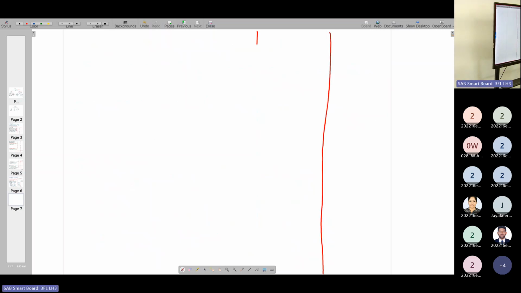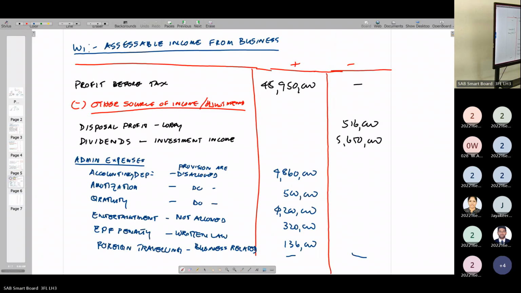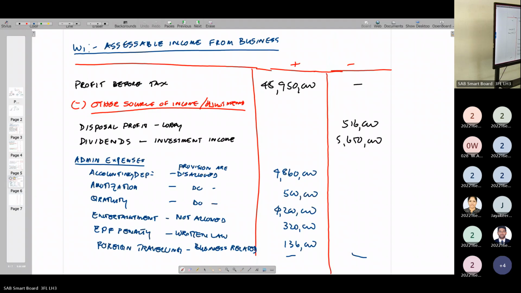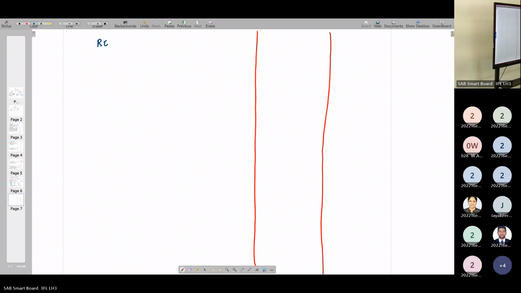Continuing. Repair cost. Repair cost 275. That has already been deducted when you arrive at the PBT, and it is incurred for the existing machinery. That machinery is used for the production of income, so we can deduct, right?